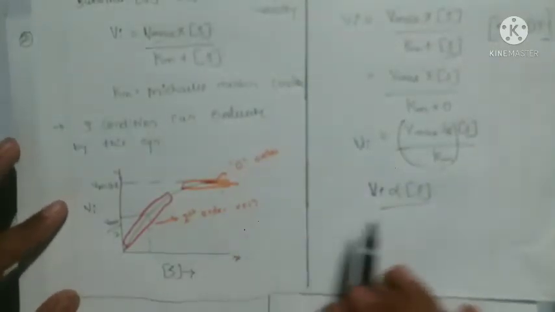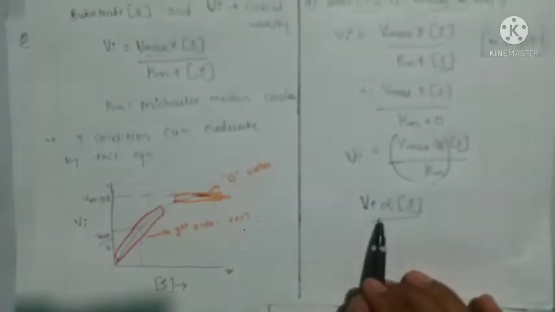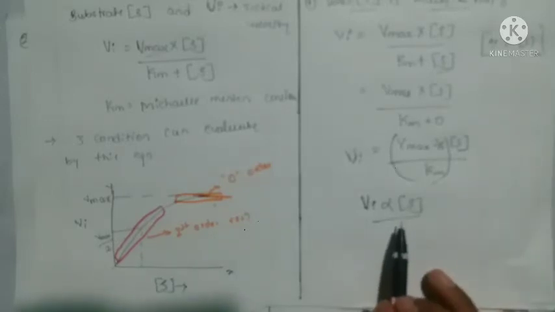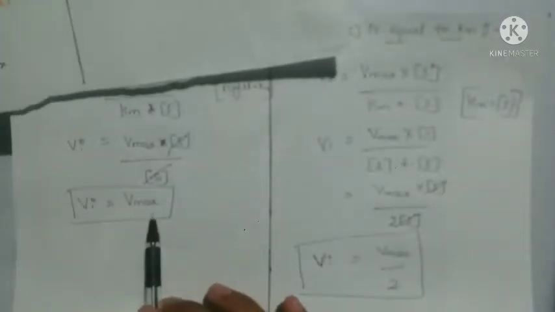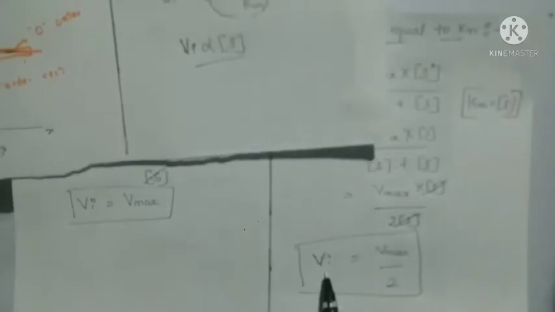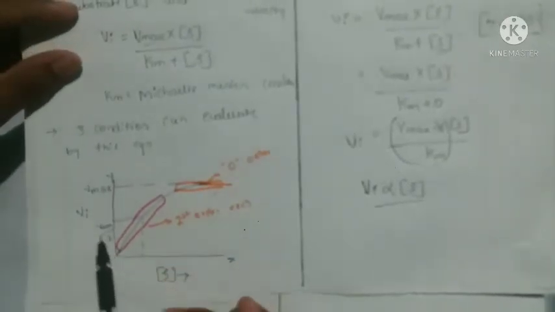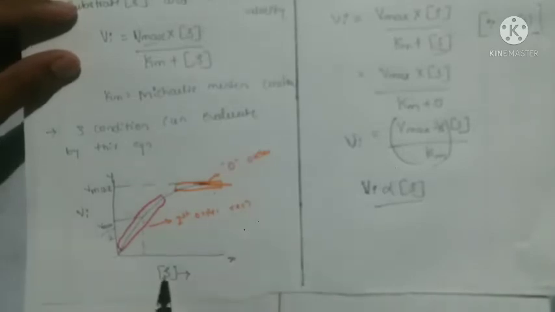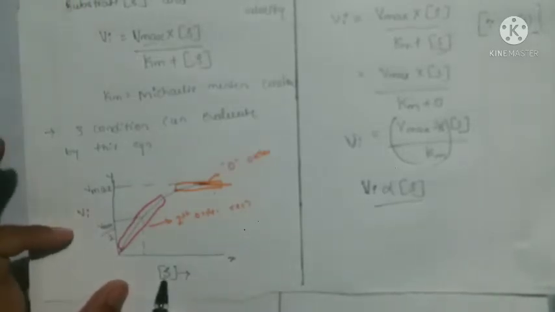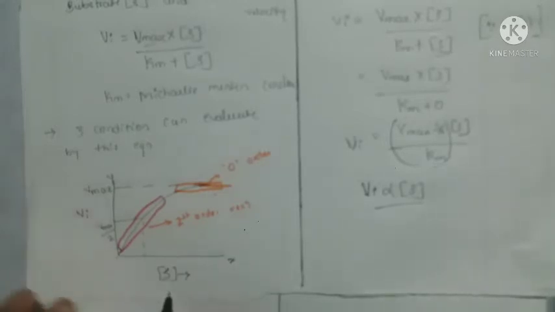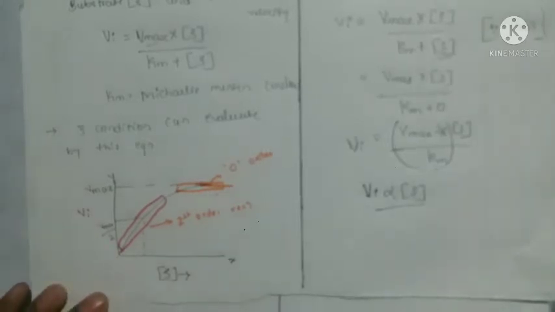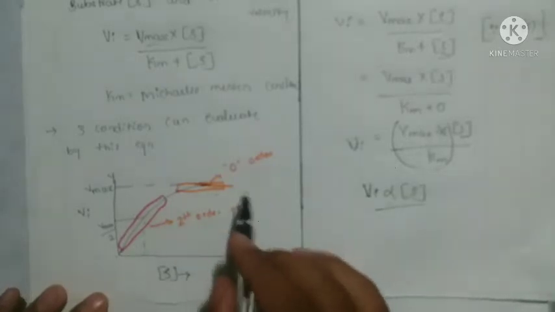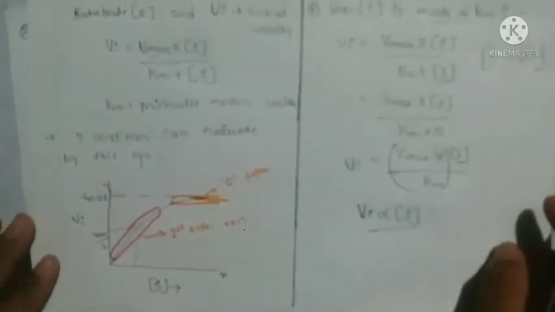In the graph, the first condition is that V is directly proportional to the substrate concentration. In the third condition, the initial velocity is equal to the maximum velocity, and in between the initial velocity is half of the maximum velocity. The initial velocity is directly proportional to V maximum. This is the Michaelis-Menten equation.